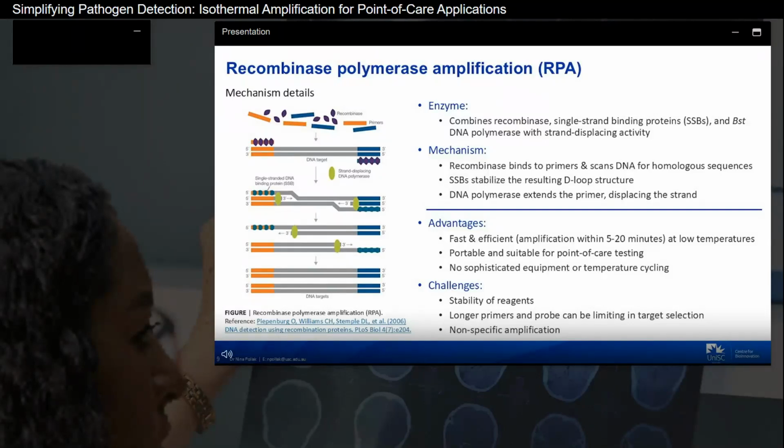Another challenge is non-specific amplification. There is a risk of amplifying non-target sequences, which can affect the specificity of the results.